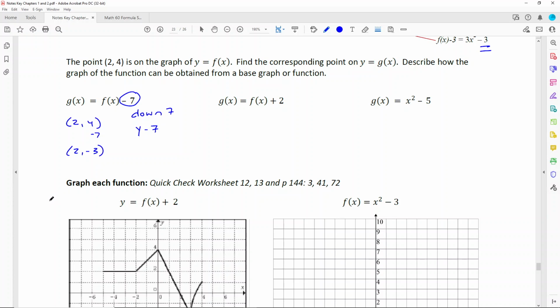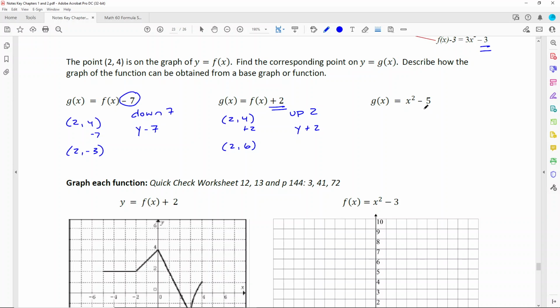You could pause the video and do the next two if you want to, or you can do it with me. So we have a point (2, 4). This is a plus 2, so it's going to move my graph up 2. In other words, it's going to add 2 onto my y values, as it should be. Y's are simple. My new point would be (2, 6).